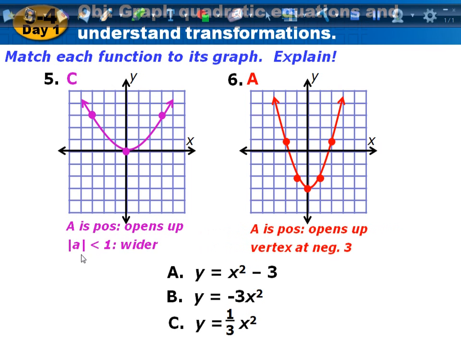Please make sure you also write what's in the purple and what's in the red here. A is positive, opens up, vertex at -3, and over here A is positive, opens up, and absolute value of A is less than 1, so it's wider.